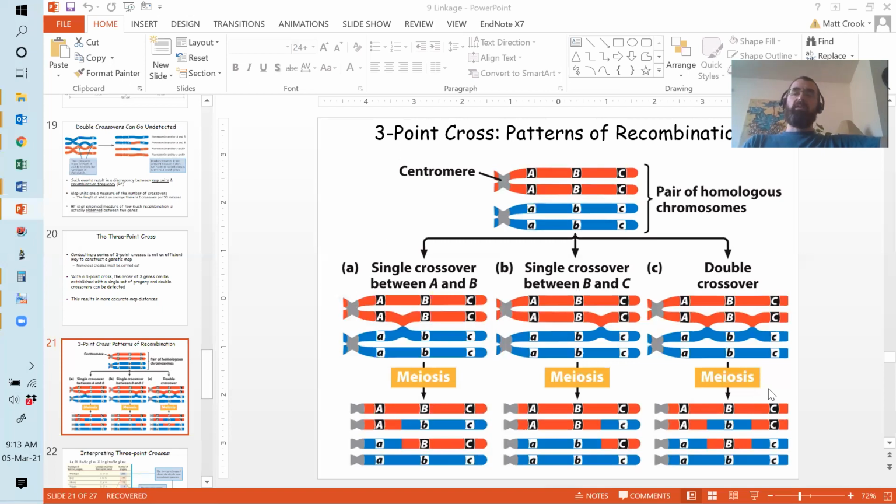You multiply, right? So if you get a probability of a quarter here and a tenth here, it's going to be a quarter times a tenth, whatever that is. Smaller number, right? So I shouldn't use that. I should use a tenth times a tenth. Okay, anyway, doesn't matter. So these double crossovers are going to be the rarest group of all.